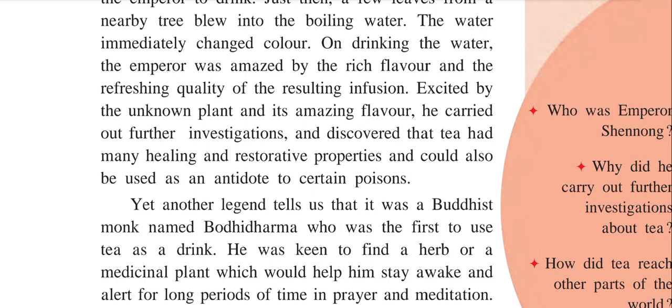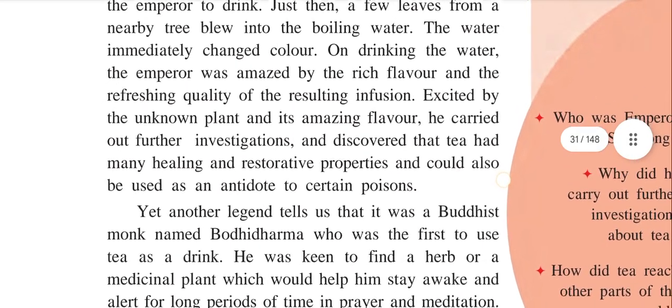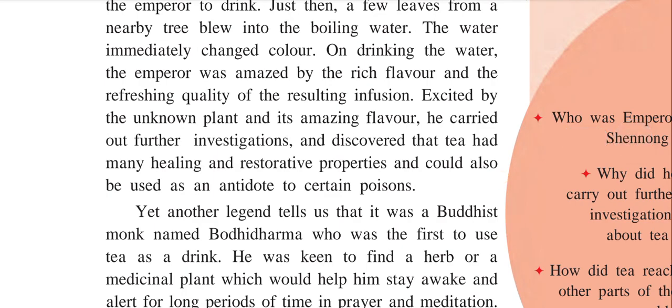Excited by the unknown plant and its amazing flavor, he carried out further investigations and discovered that tea had many healing and restorative properties and could also be used as an antidote to certain poisons. Emperor Shennong was so happy about that new plant, and he started to inquire everywhere. After many days, he made that discovery.